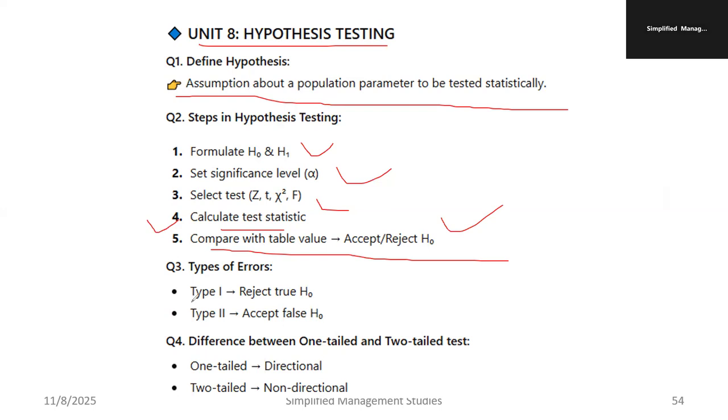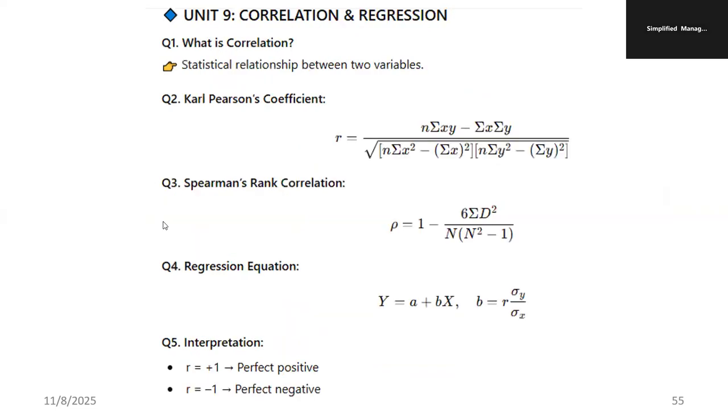Types of errors. One is type 1 error, the other one is type 2 error. Type 1 error: reject H0. Type 2 error: accept H0. Rejecting a true H0 comes under type 1 error. Rejecting a false H0 comes under type 2. Difference between one-tailed and two-tailed test: a one-tailed test is directional, a two-tailed test is non-directional. So these are the important points from unit number 8.